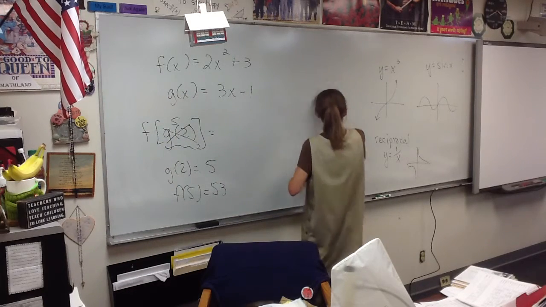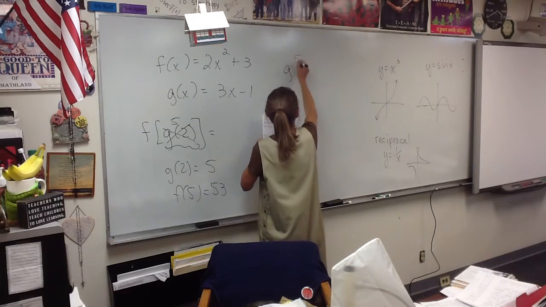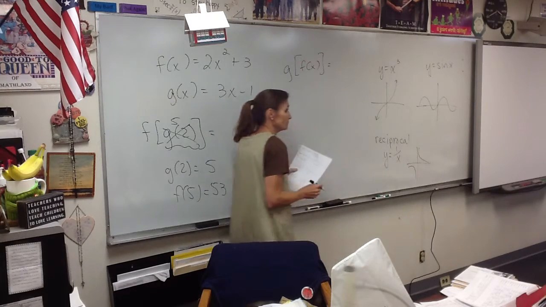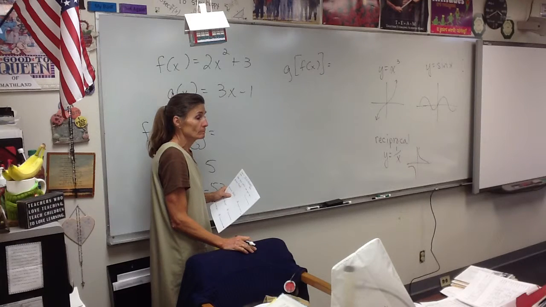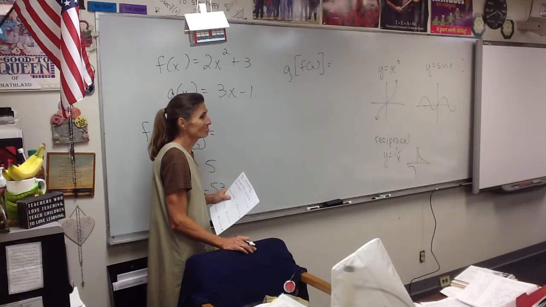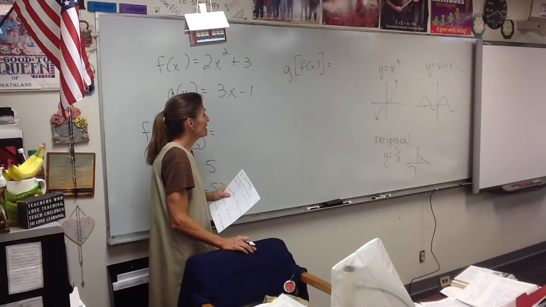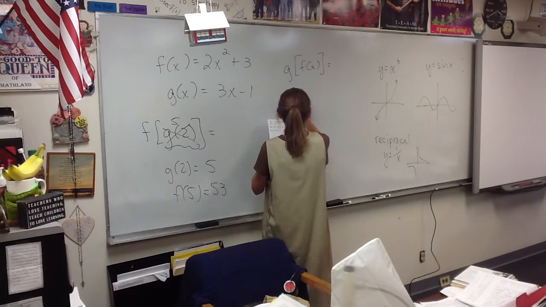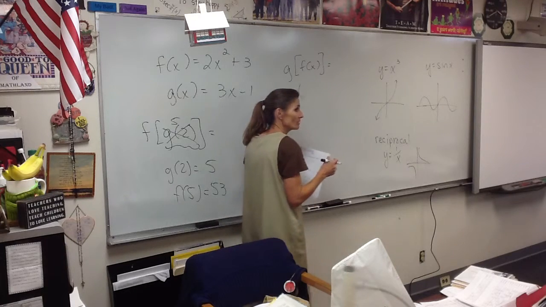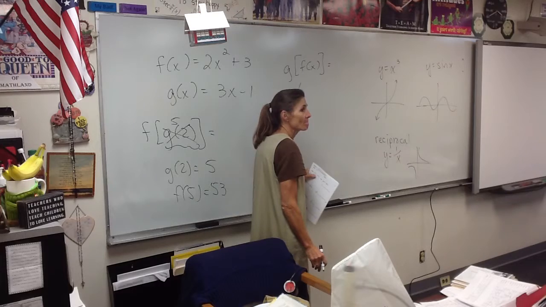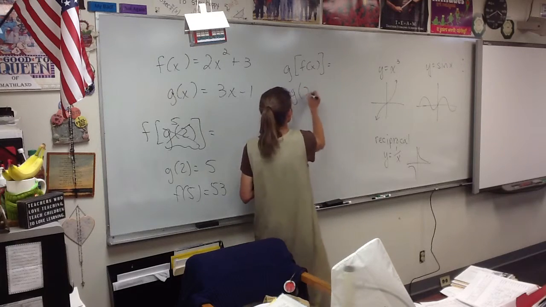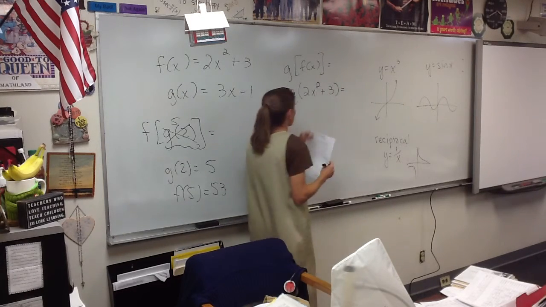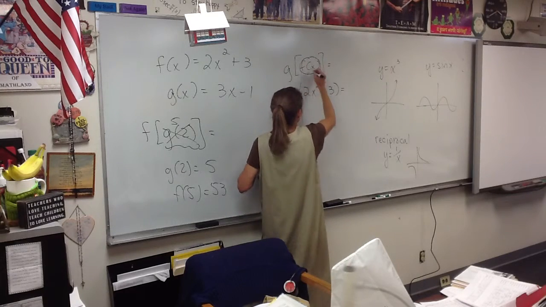Now, the next one's the same kind of problem, but there's no number. Moses, are you being ornery today? No, no. What's f of x, Moses? It's 2x squared plus 3. It is 2x squared plus 3. This f of x is 2x squared plus 3.